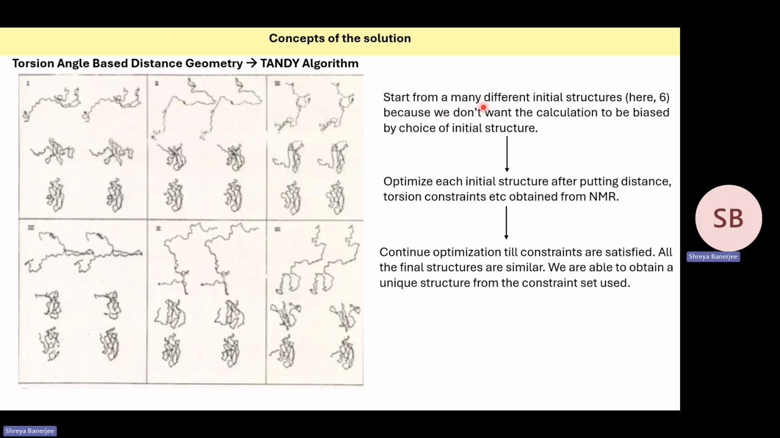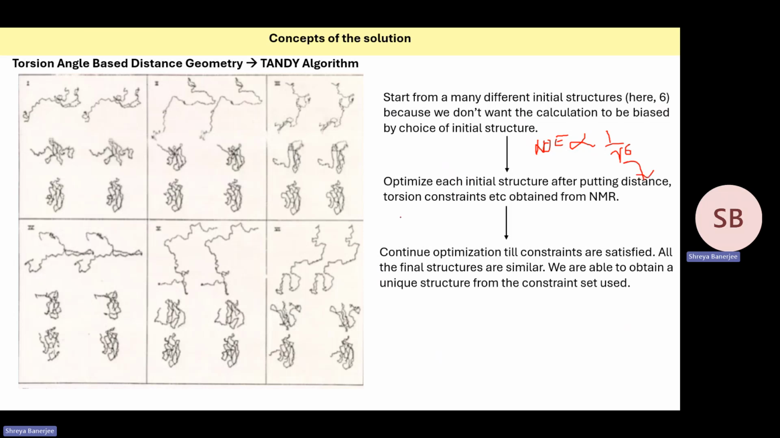We do this because we don't want the calculation to be biased by the choice of initial structure. If all the initial structures lead to the same common final energy optimized structure, then we know that the optimization is correct. So we optimize each initial structure after putting the distance and torsion angles obtained from NMR. So we know that from NOESY we can get distance constraints, that NOE is directly proportional to 1 by r to the power 6. So we will get distance constraints.